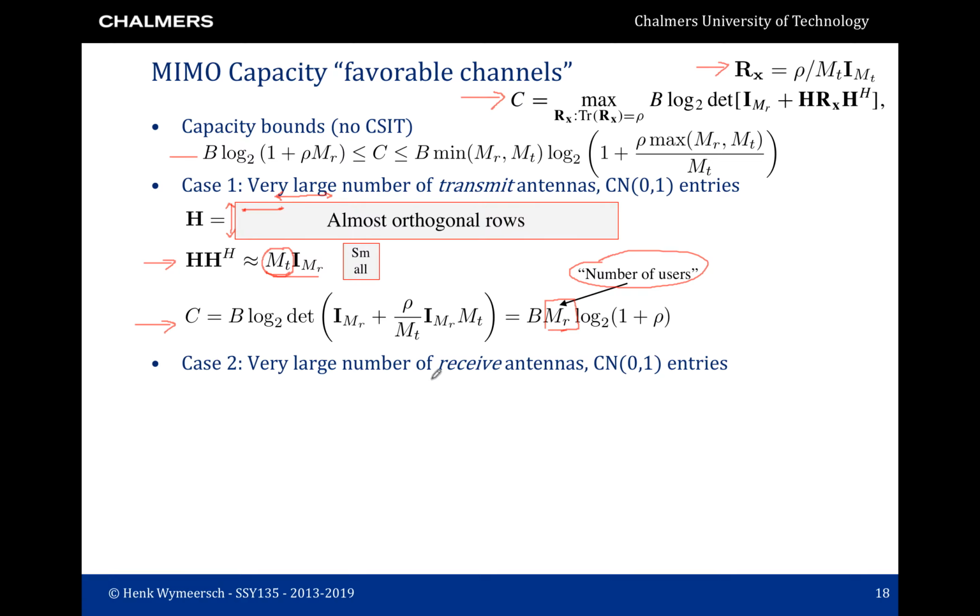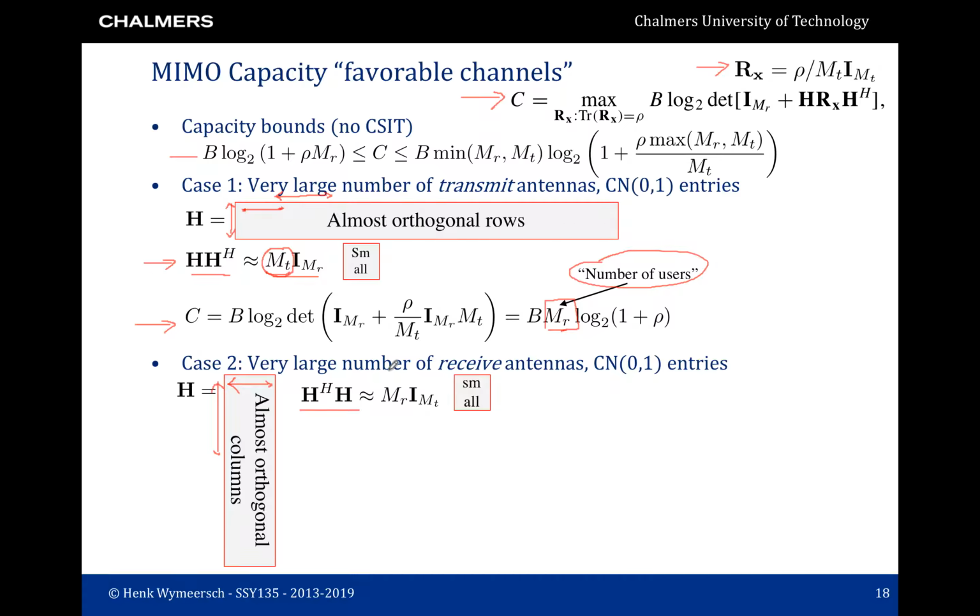In case 2, we consider the case where you have a very large number of receive antennas, and the channel is again of the same form. In that case, H will be a so-called tall matrix with many rows, each corresponding to a single receive antenna, and few columns, because we will have few transmit antennas. We can apply the same math. We find that H Hermitian H, this is different from before where we had H H Hermitian, is a scaled identity matrix, a small matrix with a scaling M_R that is according to the number of receive antennas. So for lots of receive antennas, this number can be very large.